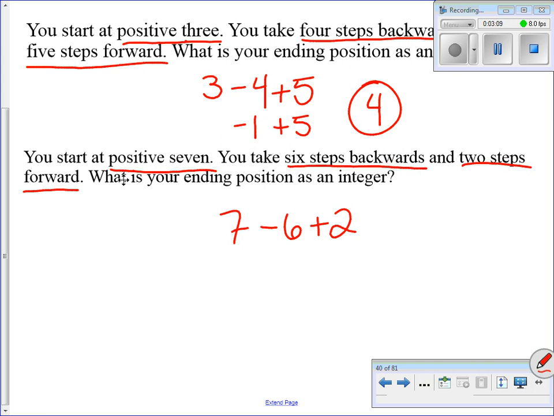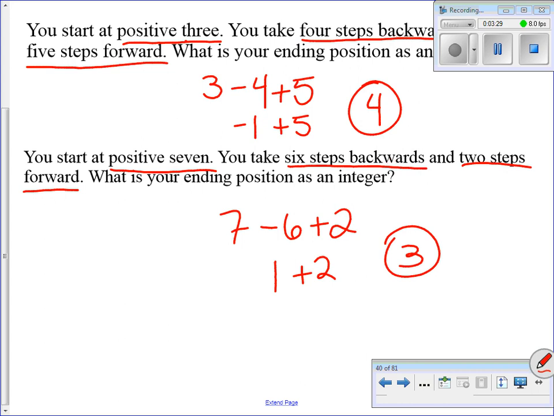Again, you feel free to utilize your number line to now answer this mathematical expression. 7 minus 6, I'm starting at 7, going left 6 units, and I end up at 1 on the number line. 1 plus 2, starting at 1, going right 2 units, and I end up at 3 on our number line.